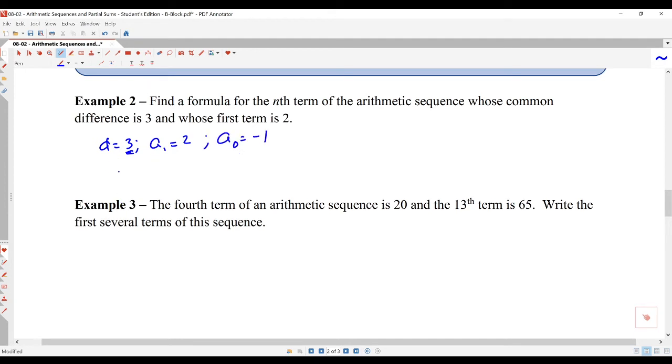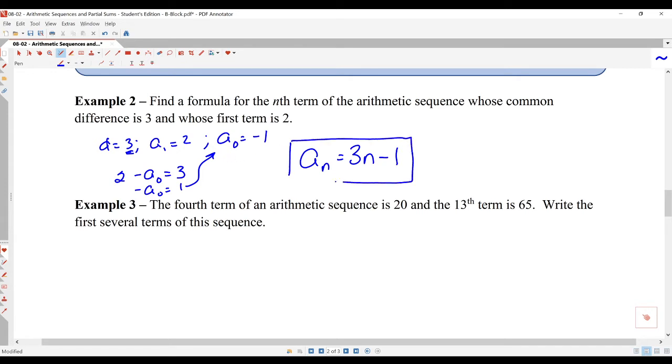Now, if you want a little bit of justification for that, remember, take a term, subtract the term before it, and we should get that common difference. So if a1 is 2, then when I solve this equation by subtracting 2, I get negative a0 is 1. Therefore, a0 is -1. And now I'm good. We can write our formula. So an equals dn plus -1, which we just write as dn - 1, or 3n - 1.